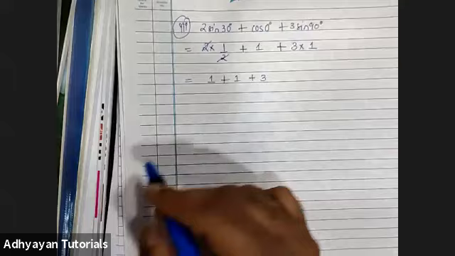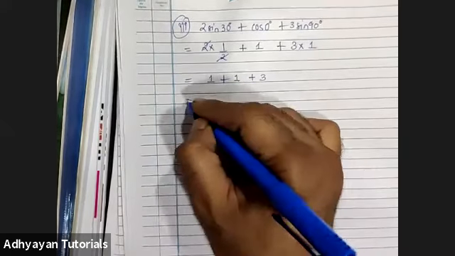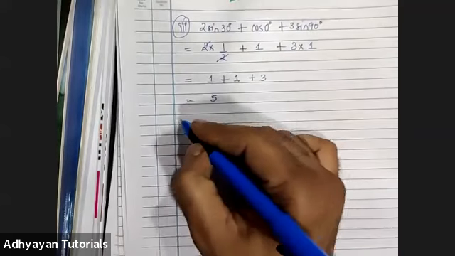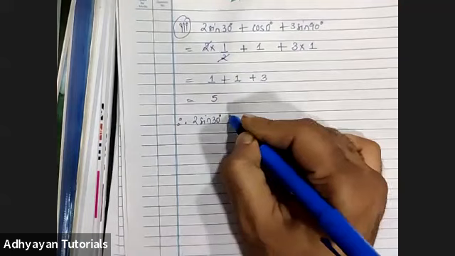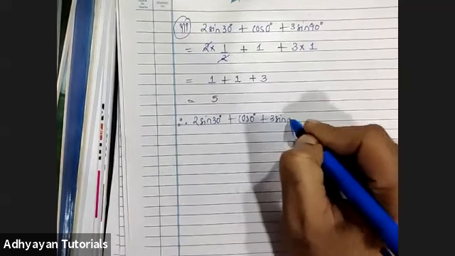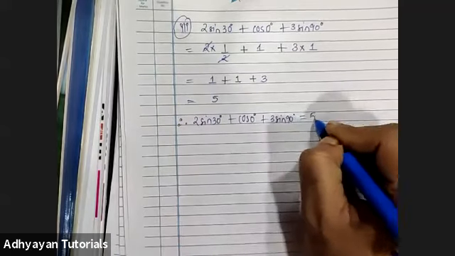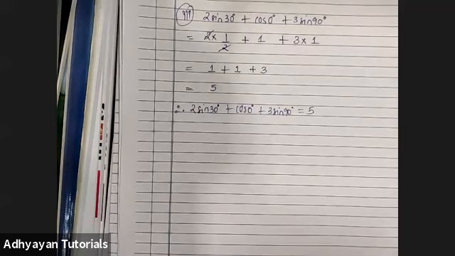The answer is 3. So children, 3 plus 1 is 4, 4 plus 1 is 5. So the answer for this, 2 sine 30 degree plus cos 0 degree plus 3 sine 90 degree, is equal to 5. That is how you write. Right? Yeah, Yashika, definitely it is 5 upon 1.